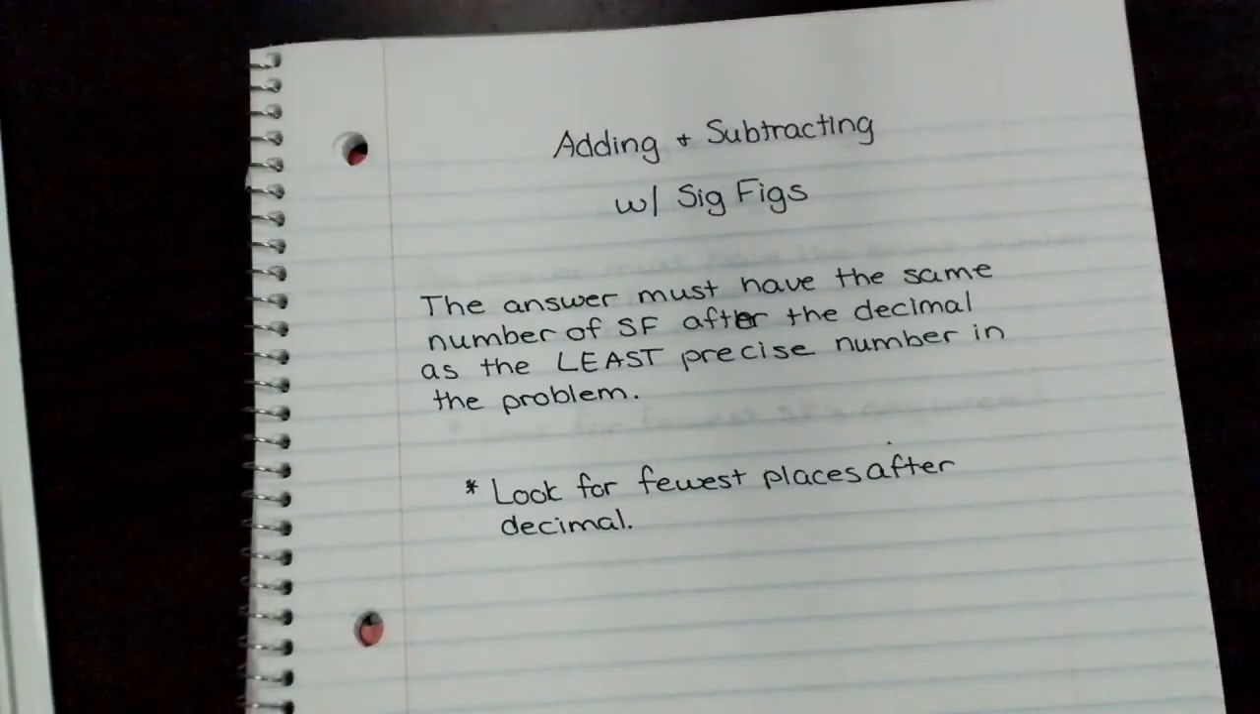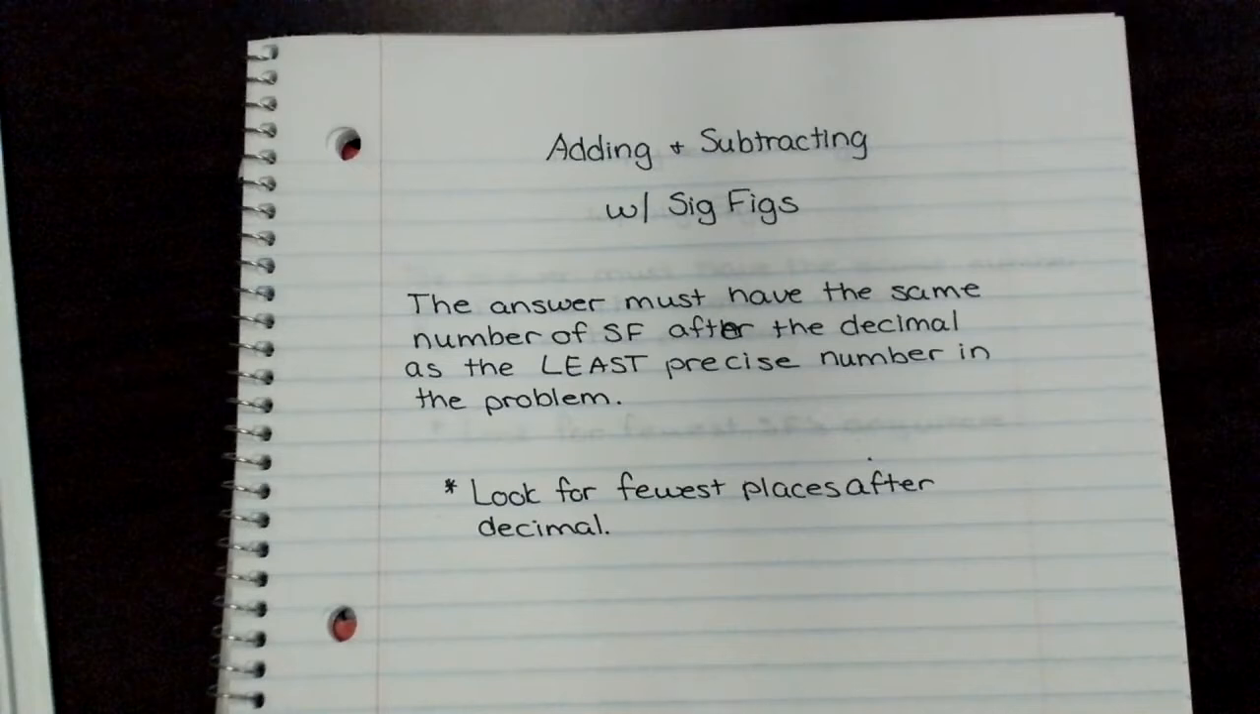Okay, so this lecture is about using significant figures to do math. We've learned how to find the number of sig figs within a number. Today we're going to talk about how we use that when we're actually doing math problems. We're going to start with adding and subtracting with sig figs.